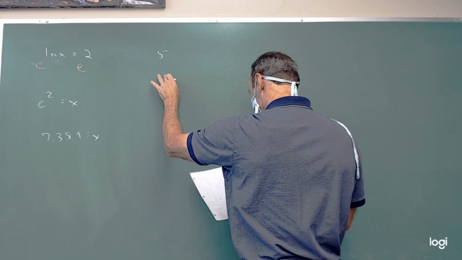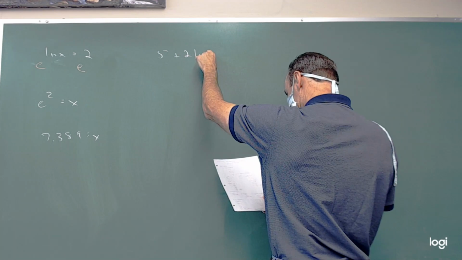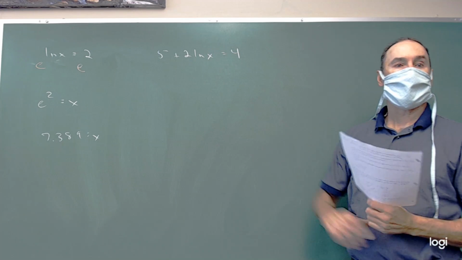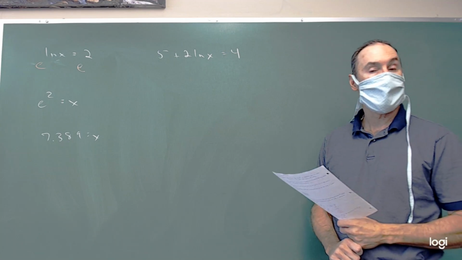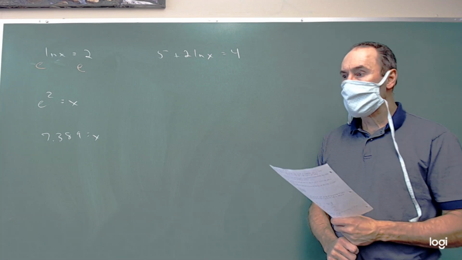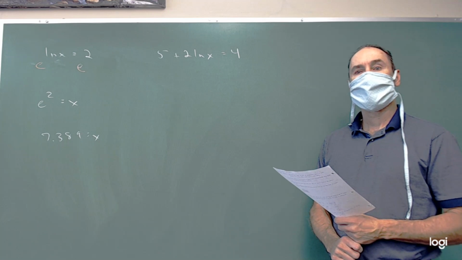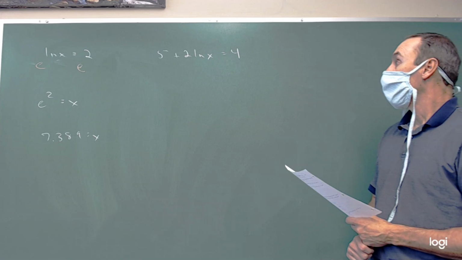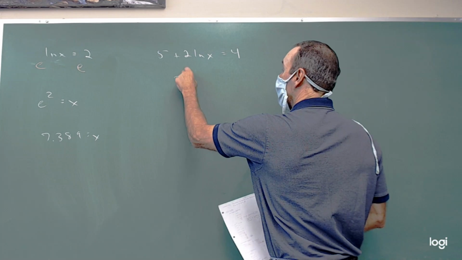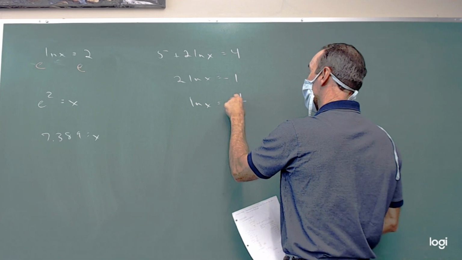So if we have 5 plus 2 natural log x equal to 4. Now, like we saw with the exponentials, you have to get the logarithm by itself first, and then get out of that logarithm. Would you divide by 2? Eventually, but what do we have to do first? Subtract. Yeah, subtract the 5 first. And then, like you said, divide by the 2.